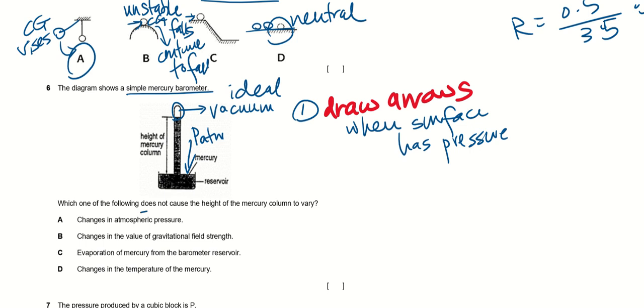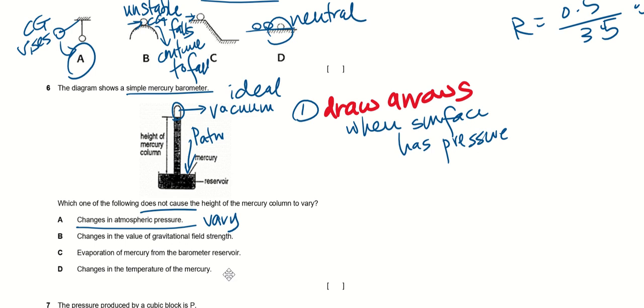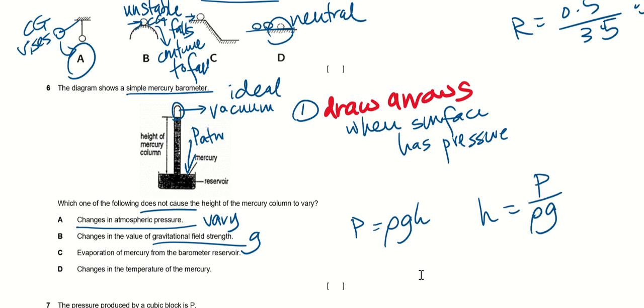Okay, they are asking, does not cause the height of the mercury column to vary. If there's changes in atmospheric pressure, it will vary. Okay, if there's a change in your value of gravitational field strength, so what is gravitational field strength? It is g, right? So pressure equals to rho g h. Okay, so if the g changes, right, the h will also change. So based on this formula, the height will change.